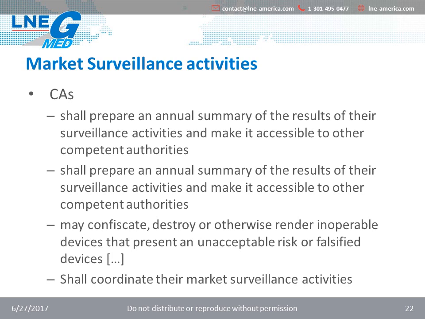On these two slides, only a few examples of the competent authorities' activities have been listed. Chapter 7, Section 3 goes into detail on the competent authorities' obligations regarding market surveillance and also clearly states that competent authorities shall coordinate their market surveillance activities, reinforcing the purpose of harmonization.